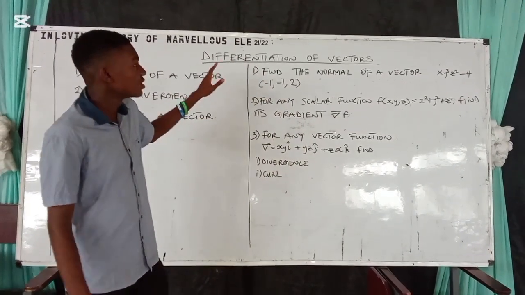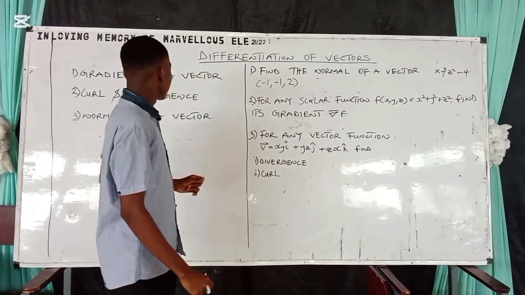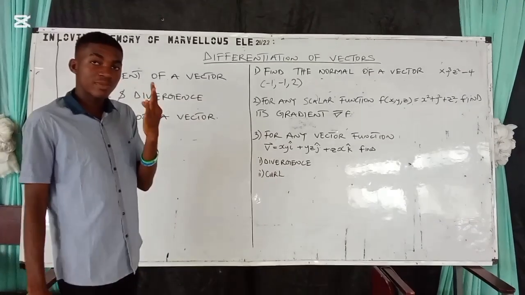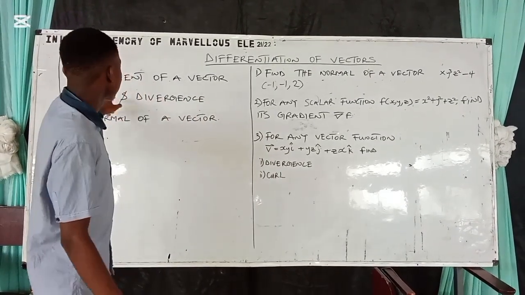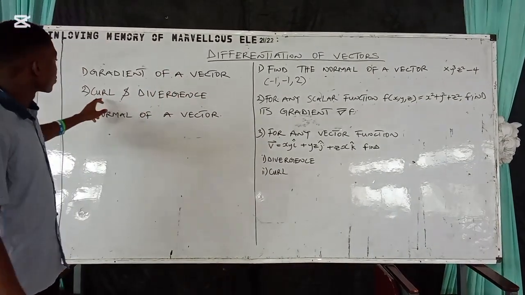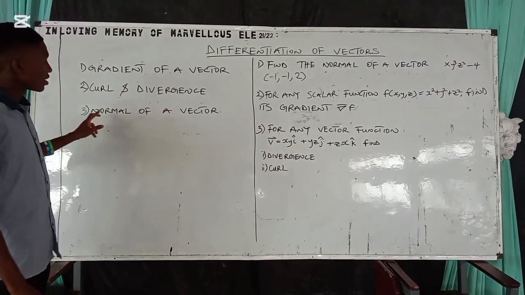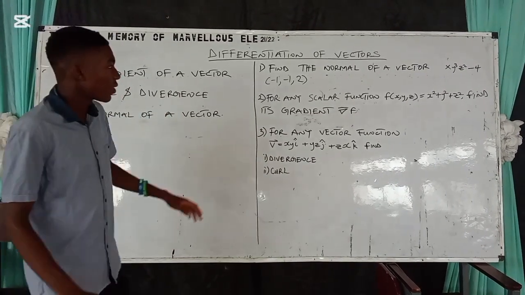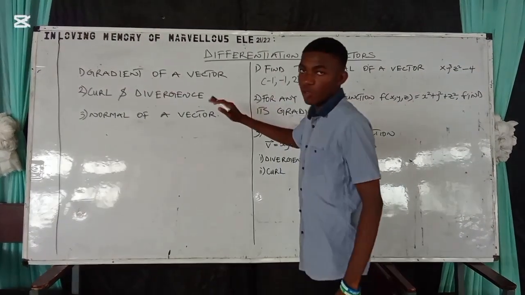Today we are talking about differentiation of vectors. In this topic we usually teach three subtopics. Number one, gradient of a vector. Two, curl and divergence. Three, normal of a vector. And we have questions on these three subtopics.